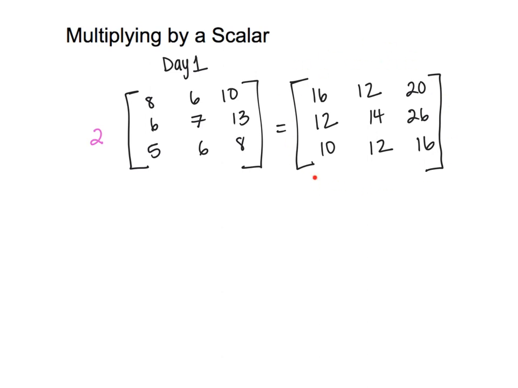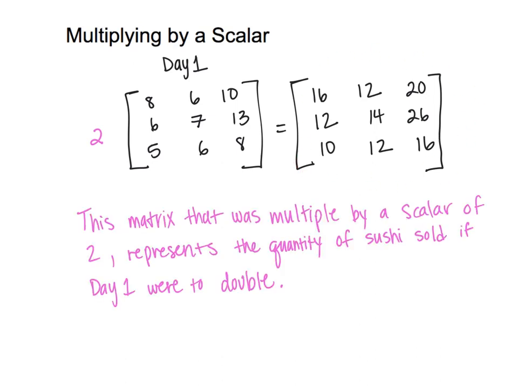So this matrix, let's think about how we're going to say what it represents. Here we have an explanation that I wrote for this matrix. It says the matrix that was multiplied by a scalar of 2, where you can see 2 is being multiplied by day 1's matrix, represents the quantity of sushi sold if day 1 were to double. Which makes sense, right? Because this number here is 2, so we're doubling each number inside when we multiply by 2. And so this matrix has to represent the number of sushi that is sold in day 1, but just doubled.